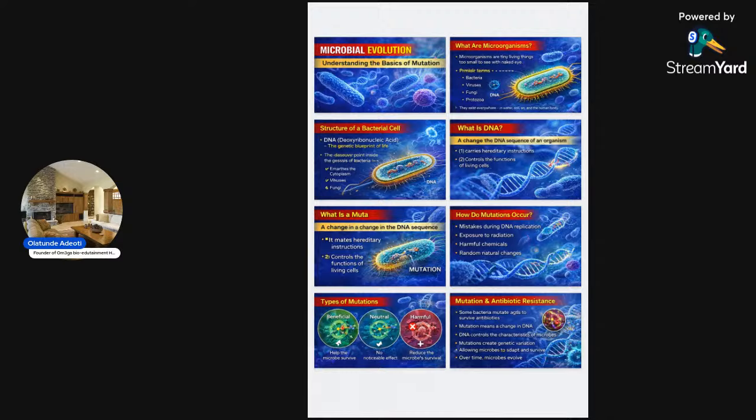Now you should know at this level what DNA is. DNA is deoxyribonucleic acid, which carries the genetic instruction of all living organisms or all living cells. Take it as an established fact that DNA is the carrier of genetic information.